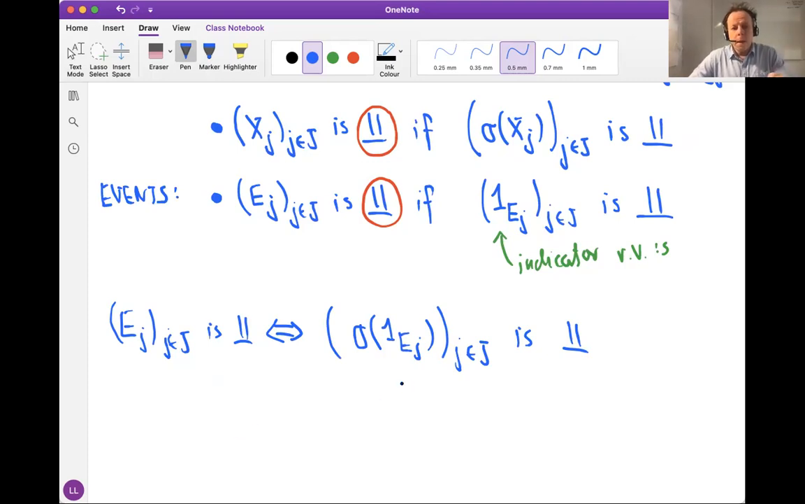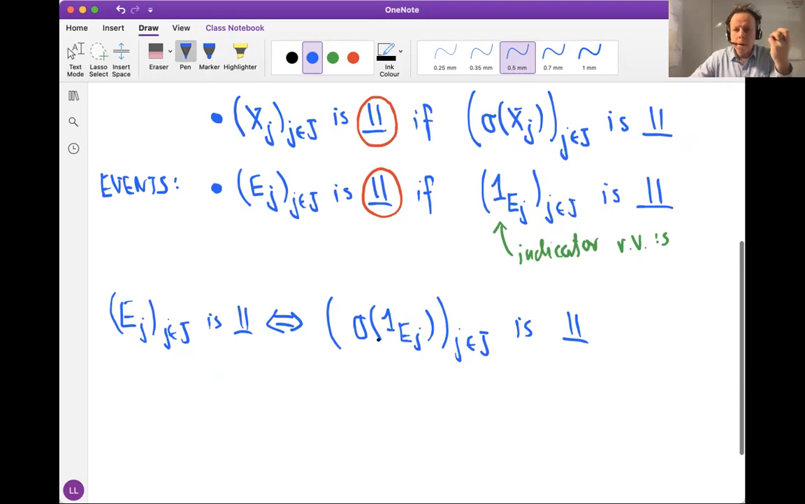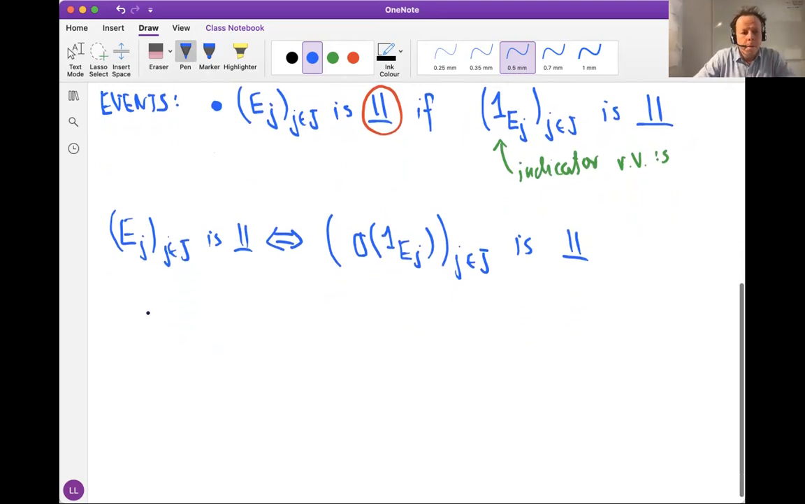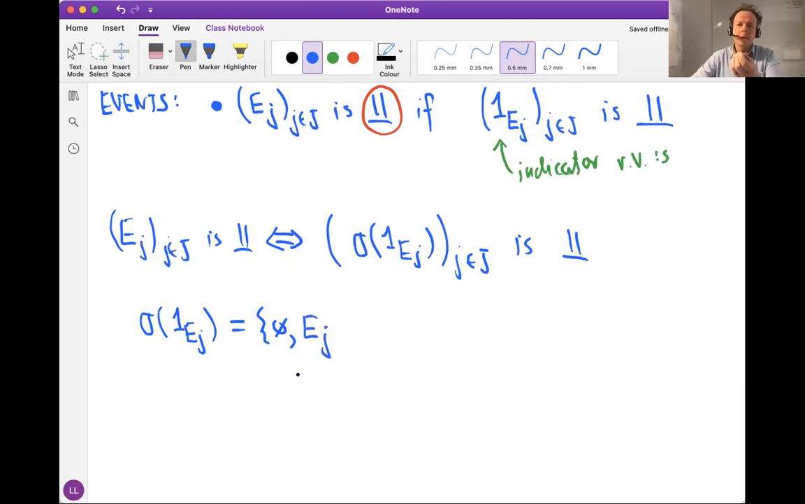In this case, when we have an indicator random variable, we can write down the sigma algebra directly. We might note that the sigma algebra generated by an indicator does not contain much. It is a very small sigma algebra. It contains the empty set, of course, because everything contains that. It contains the event itself because that's the pre-image of number one. It contains the complement of this event because this is the pre-image of number zero for the indicator random variable, and it contains the full space omega.